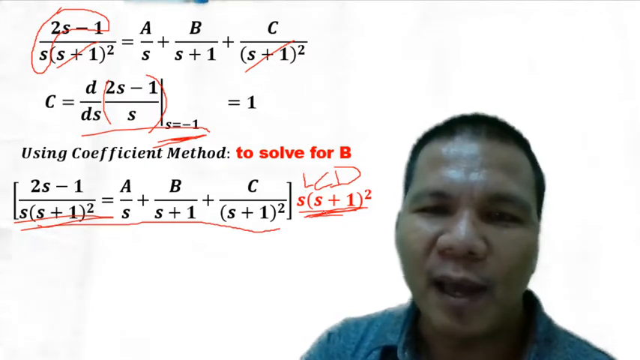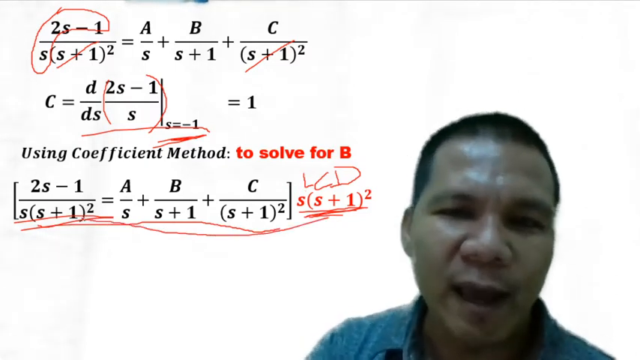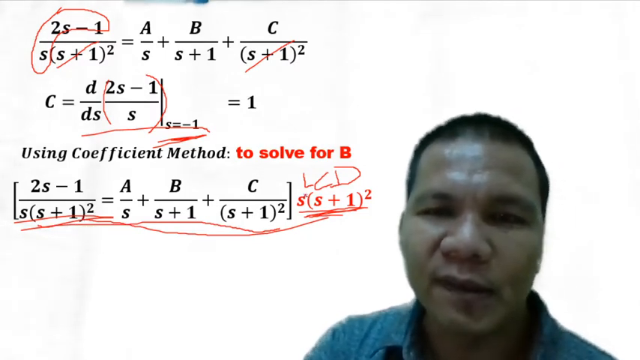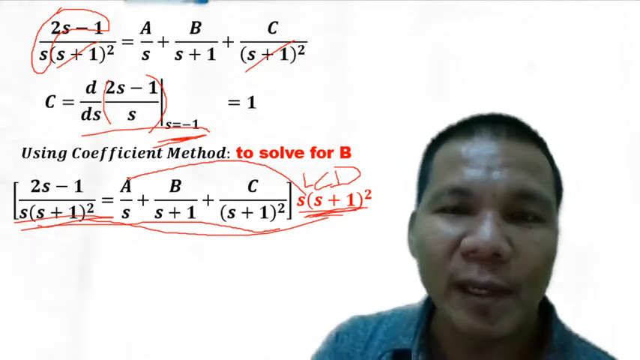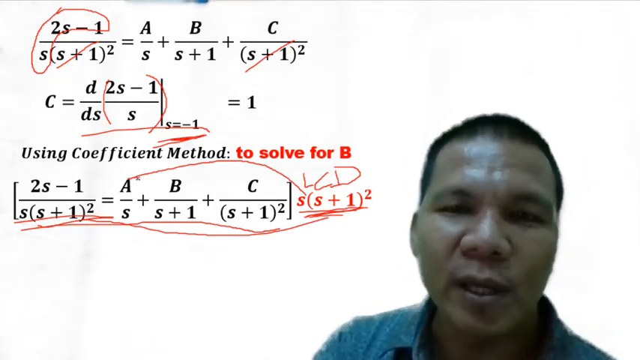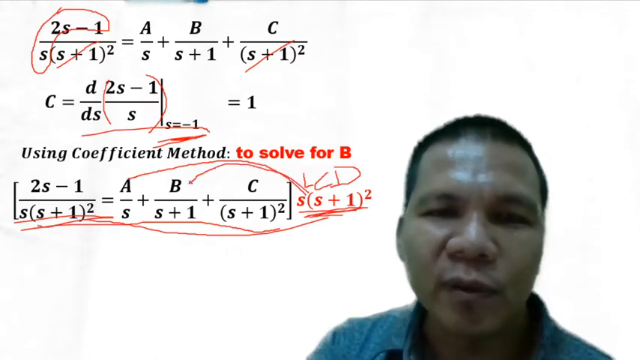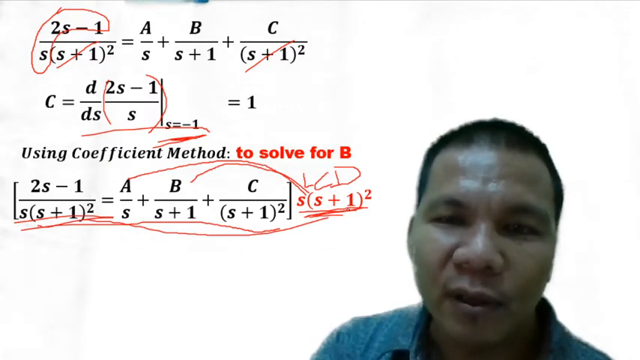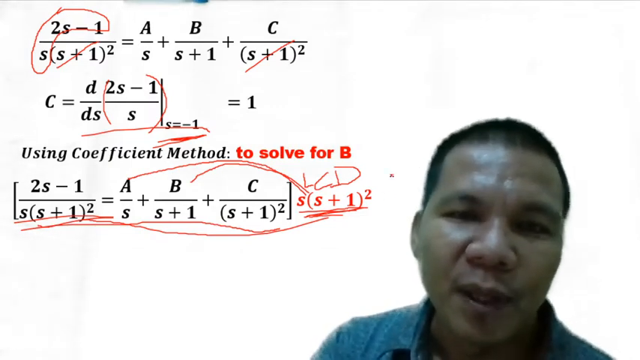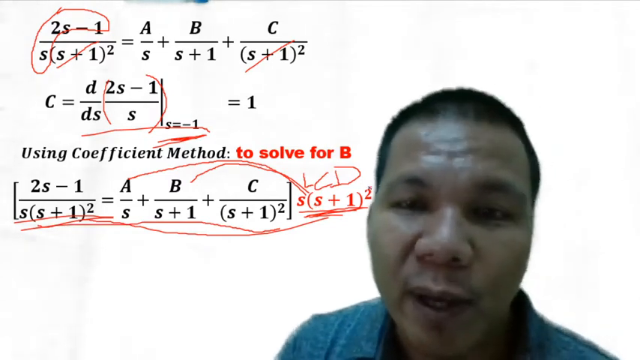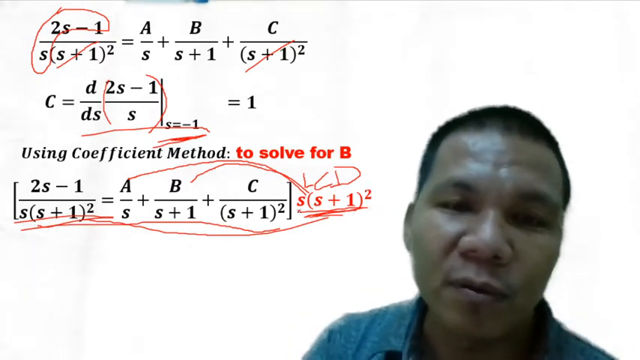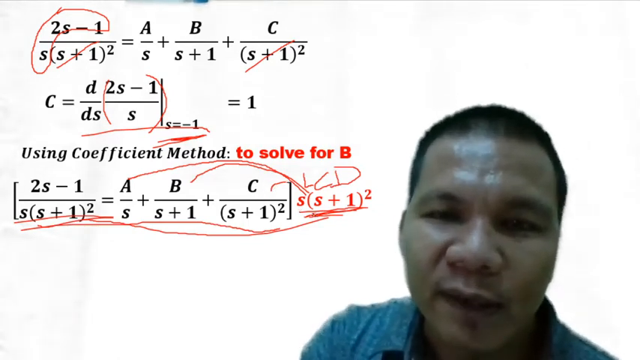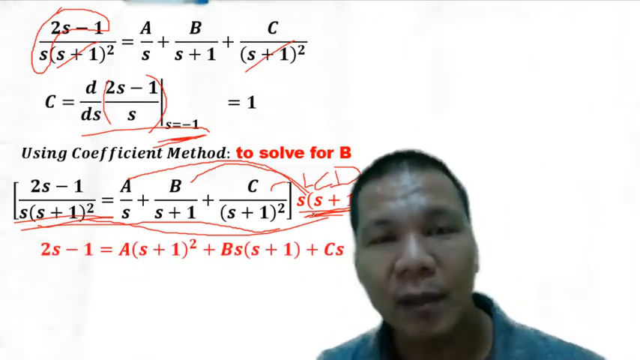So you have to multiply the whole of this equation by its LCD. Multiply this to that value. What will be left? 2s minus 1 will be left. Multiply this LCD to A. What will be left? A times s plus 1 quantity squared. Multiply this to that term. What will be left? s plus 1 will cancel out, and s plus 1 will remain since the power here is 2. So B times s plus 1. Multiply that to C. That will be C times s.